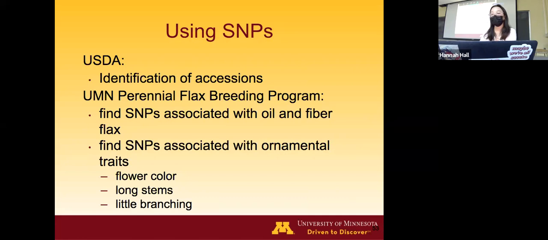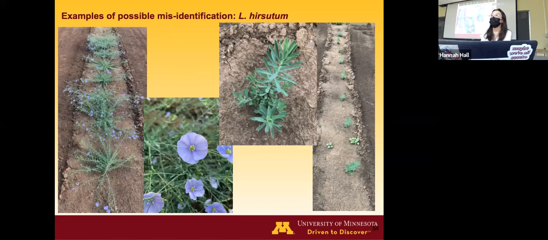So this is an example of some of the possible misidentifications in the GRIN system. So this is two Linum hirsutum accessions. The one on the left is labeled as a hirsutum, but it doesn't look how we would expect it to. The one on the right is what we would expect a hirsutum plant to look like. And they are very different. So we would be able to test for any misidentification once we do run the analyses.